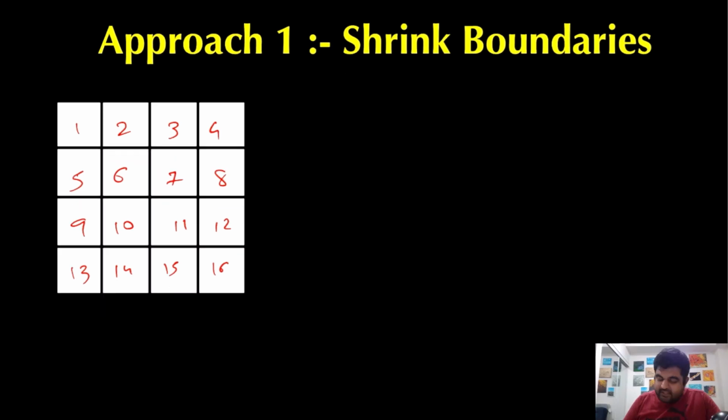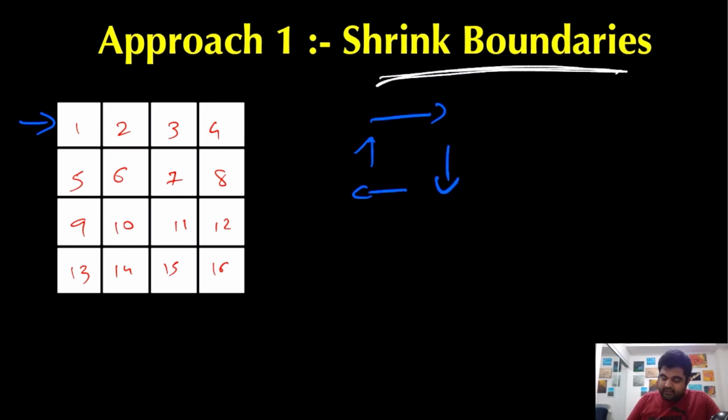The first approach is that we start shrinking the boundaries and we don't care about visited nodes. Let me quickly show you how we are going to do it. First of all, we always start at this initial position. We know the directions we need to take. We go right, then down, then left, and then again up. This is the order of directions we are going to follow.